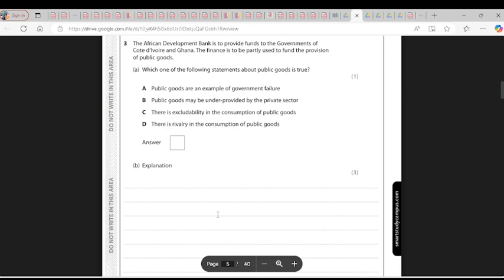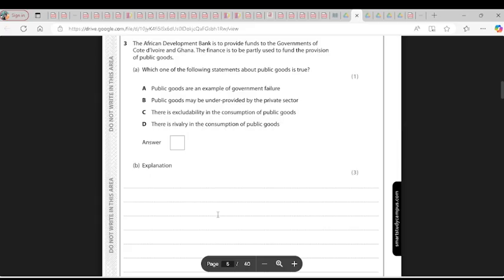There is excludability in the consumption of public goods. No, public goods are non-excludable and non-rivalrous. There is rivalry in the consumption of public goods. It's not. I just said it's non-excludable and non-rivalrous. So it is not C. It is not D. It is not A. So the answer is B. Good. So now the explanation.